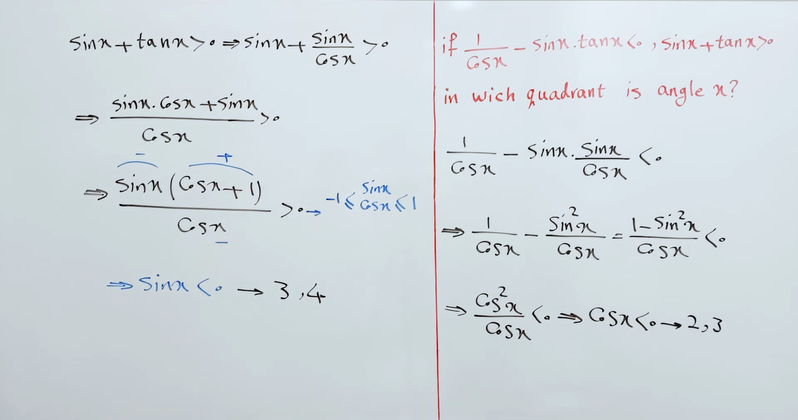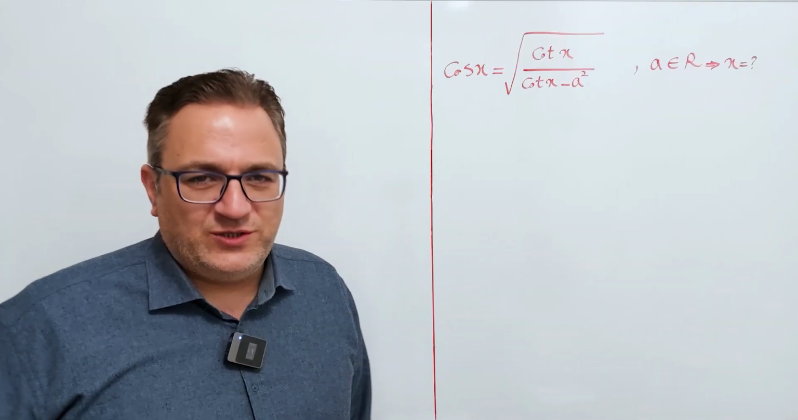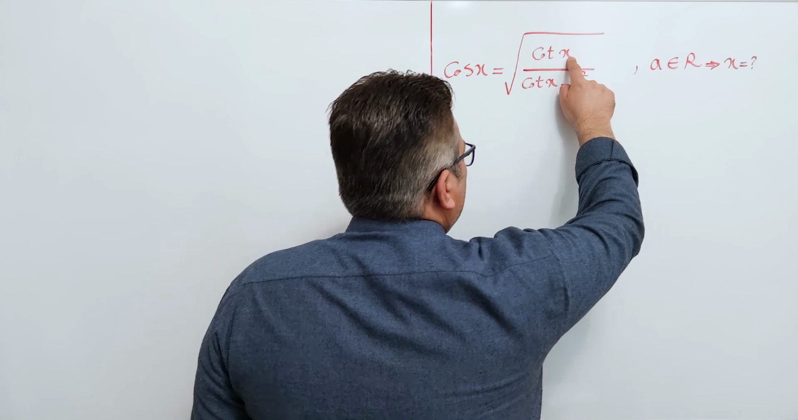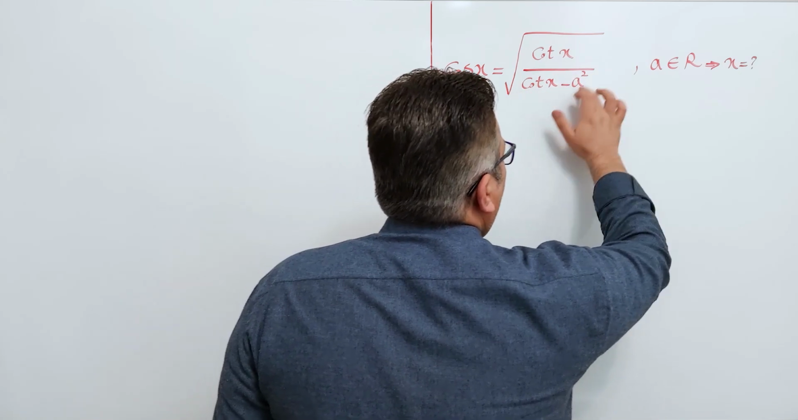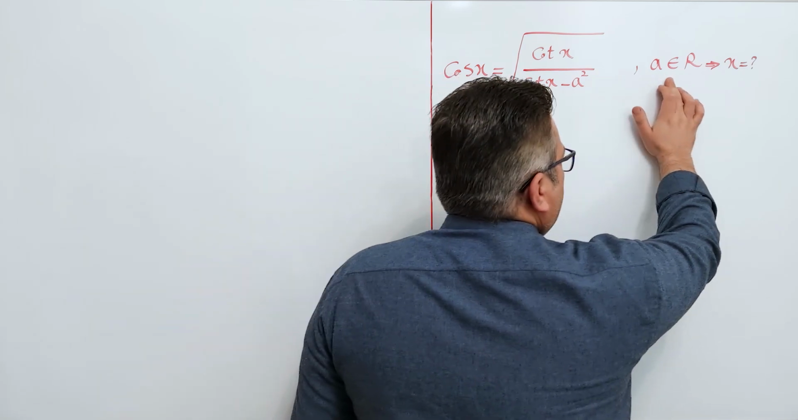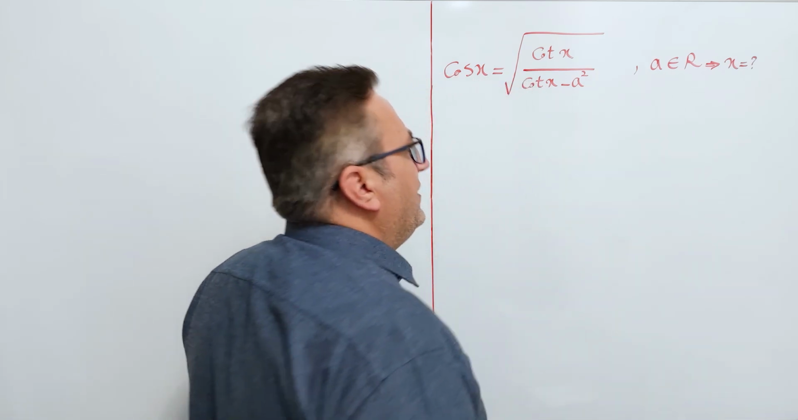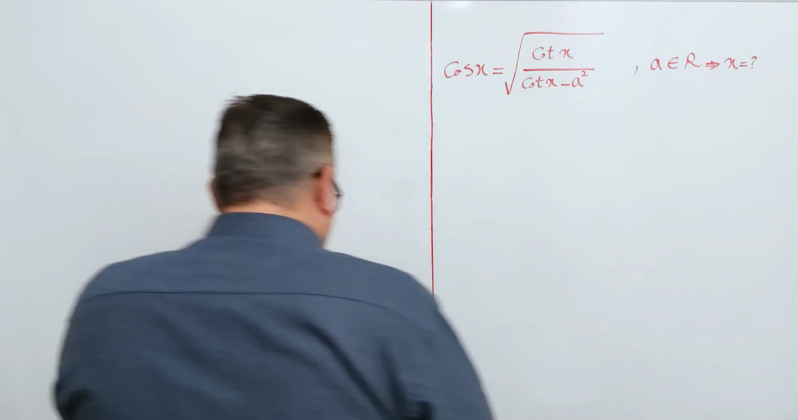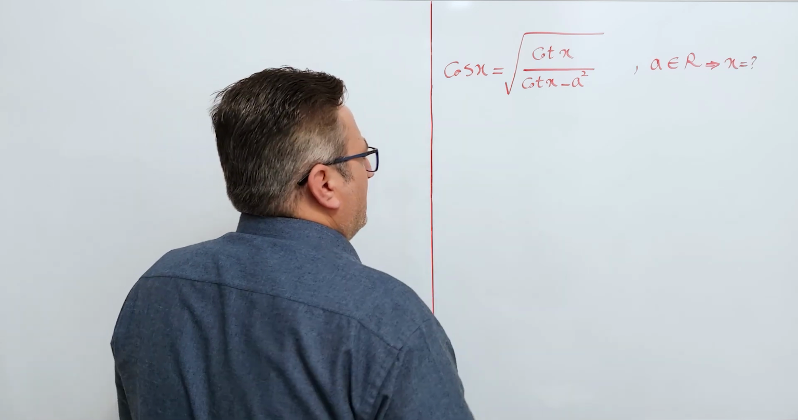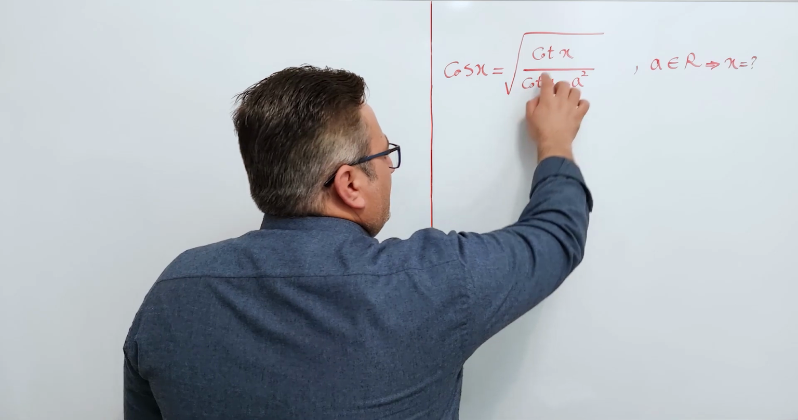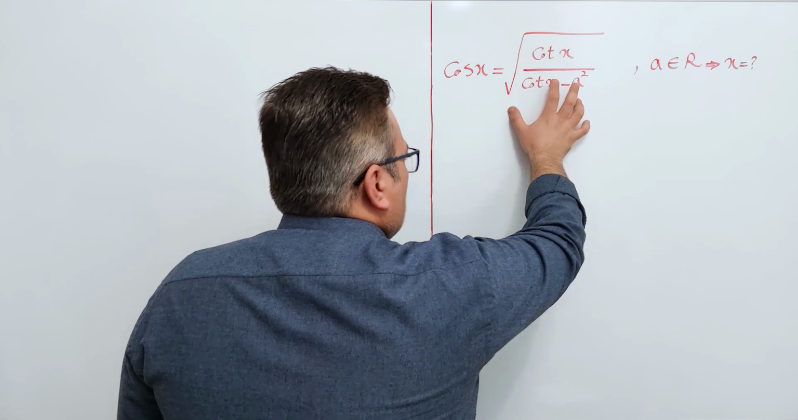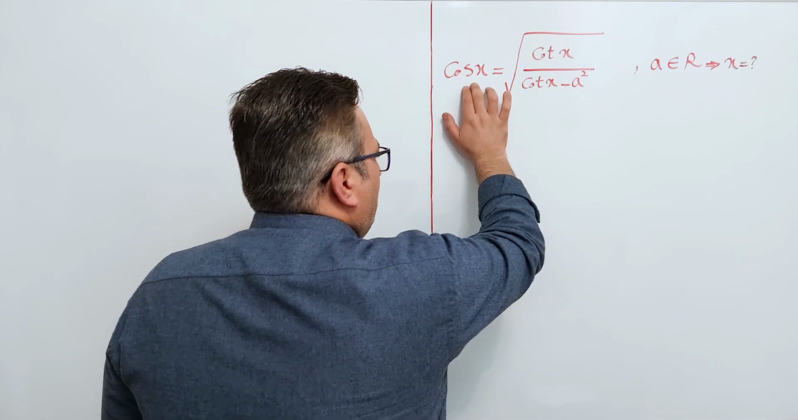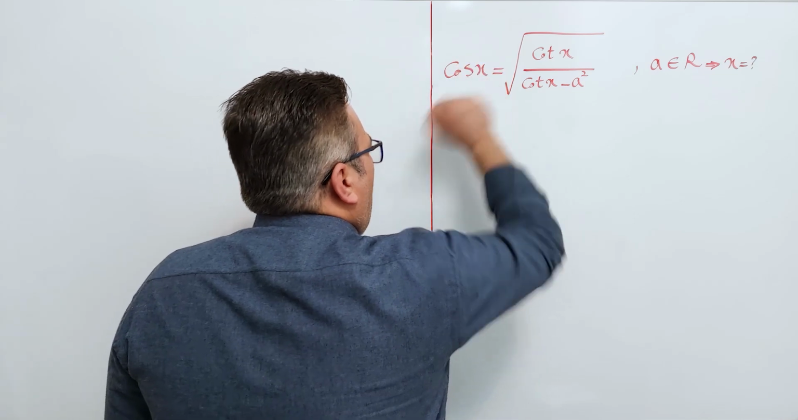Another similar question. If cosine x is equal to the square root of cotangent x divided by cotangent x minus a squared, and a is an element of the set of real numbers, which quadrant is angle x? So look at the equation. Since one side of the equation is a square root, it's always positive. So the other side of the equation must also be positive.